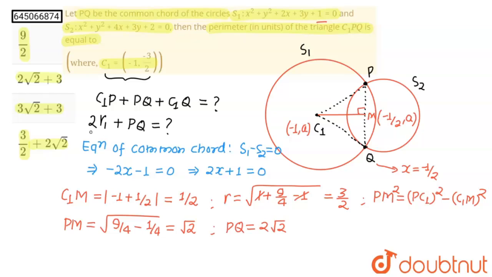Now we can find this. Radius R1 is 3 upon 2. So 2 times 3 upon 2 plus PQ length, that is 2 root 2. The 2 will get cancelled out, and from here you will get 3 plus 2 root 2. Okay students, so option B is correct.